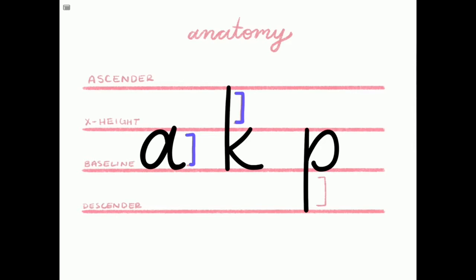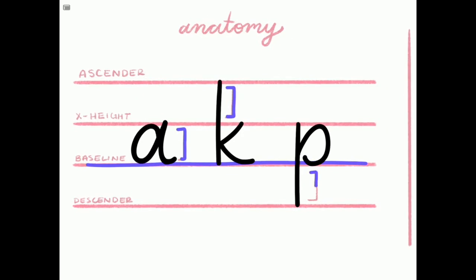Every single letter also has a baseline. So this little line right here is a baseline. It is the line that all letters sit on. And lastly, this is a descender. A descender is the section of a letter that extends below the baseline. Letters with descenders include P, Q, Y, etc.